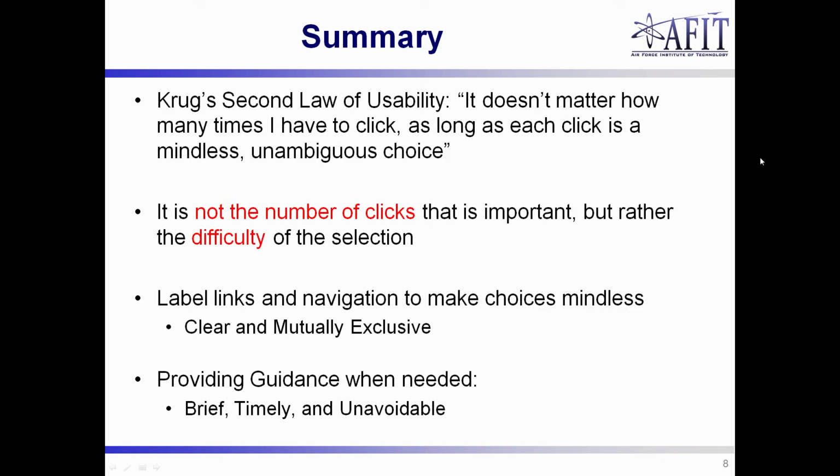So in summary, Krug's second law of usability is that it doesn't matter how many times I have to click, as long as each click is a mindless, unambiguous choice. So it's not the number of clicks that's important, but rather the difficulty of the selection. The goal here is to make sure that each of those items are self-evident, that there's no reason for the user to get confused. Right?